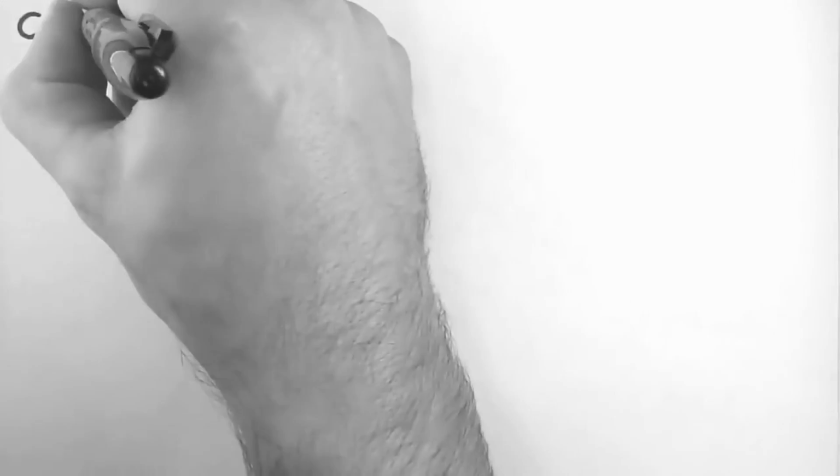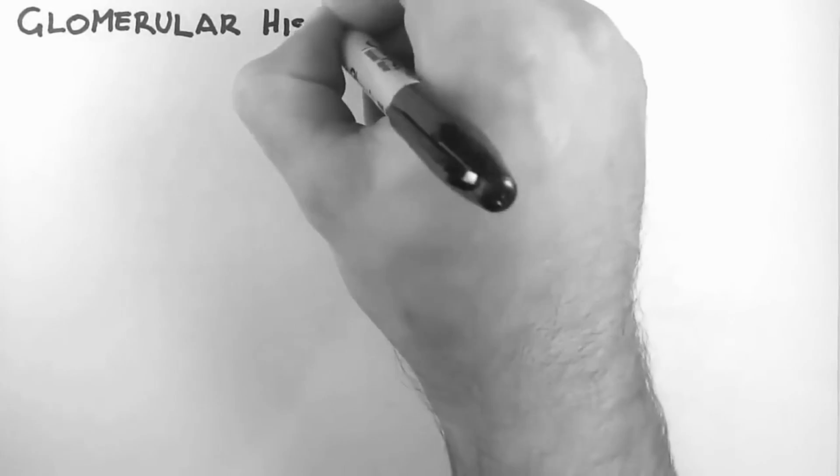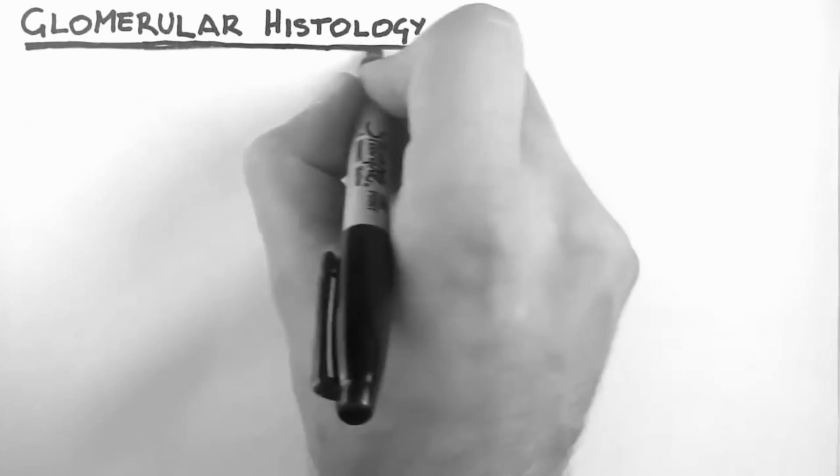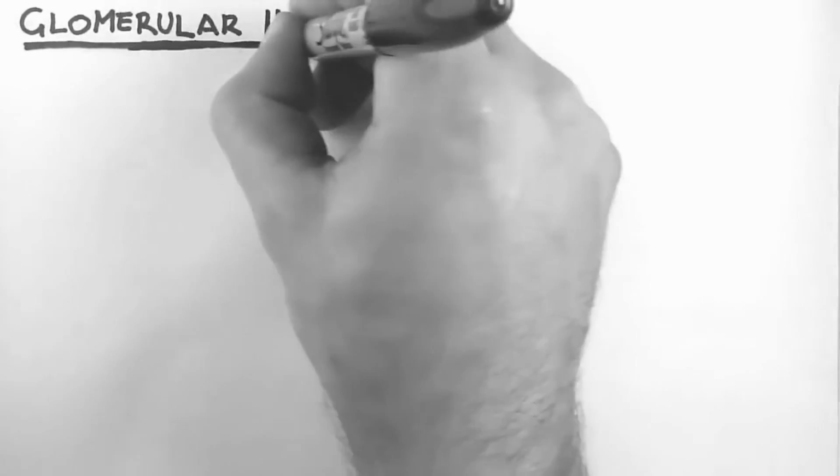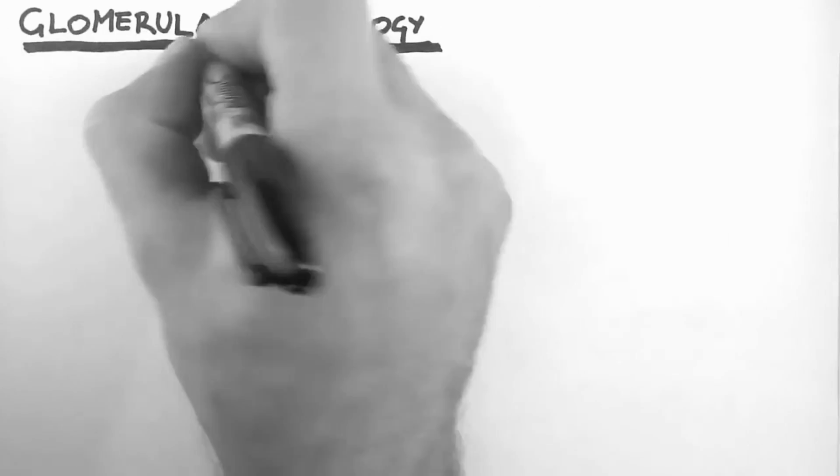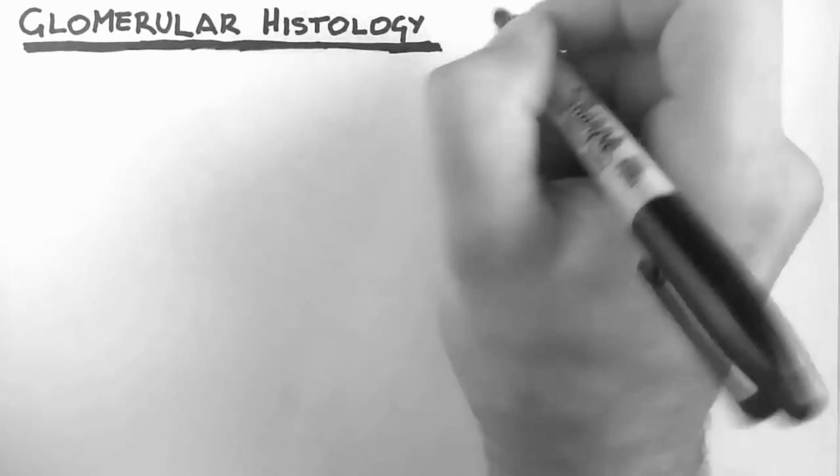Hi, in this video we're going to take a look at glomerular histology. Histology is the study of the microscopic anatomy of cells and tissues. So we are going to be looking at the glomerulus really close up. I'll start by drawing a glomerulus.